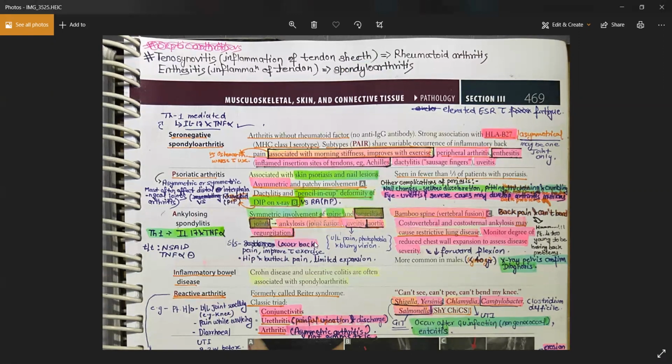Okay, very much important. And you need to remember the difference between the tenosynovitis and the enthesitis. Tenosynovitis is basically an inflammation of the tendon sheath, the sheath which is surrounding your tendon, right? And the enthesitis is basically the inflammation at the site where the tendon is joining the bone, right? And this enthesitis is found in the spondyloarthritis, but the tenosynovitis is found in the rheumatoid arthritis. Okay, this is also a very huge difference between the seronegative spondyloarthritis and the rheumatoid arthritis. Please remember that also.